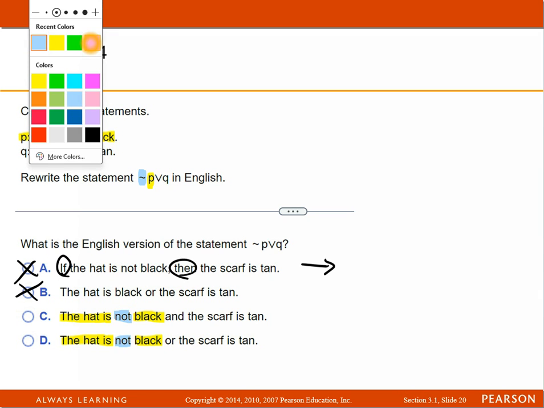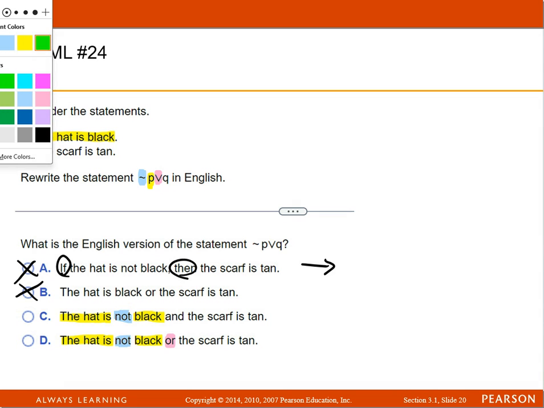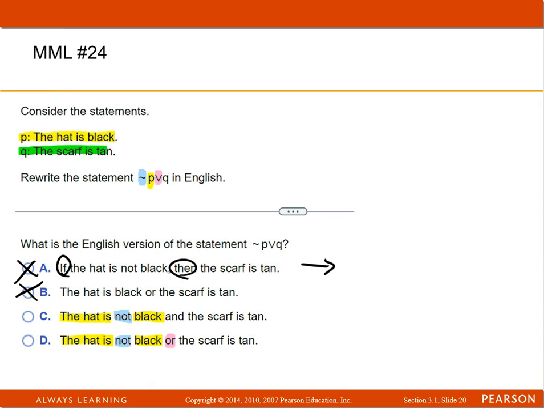And then you go to this symbol here, which is the OR symbol. C has an and, this one has an OR. And then it says the scarf is tan. That's what Q is. The scarf is tan. So, because of the and here, it can't be C. And by the process of elimination, we get D.